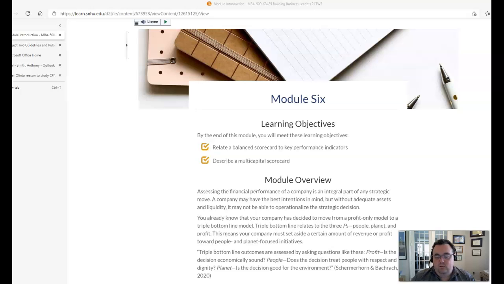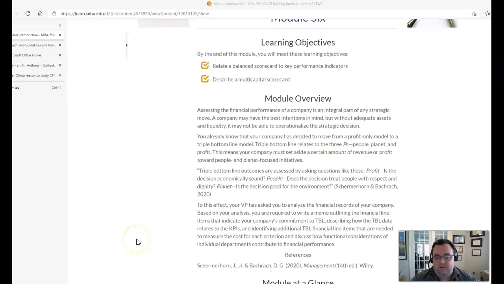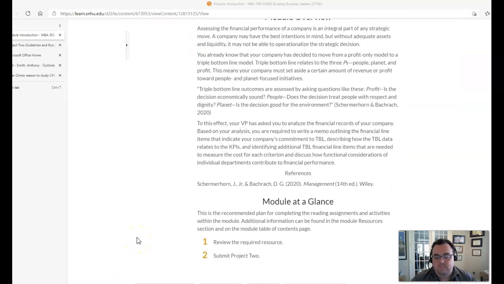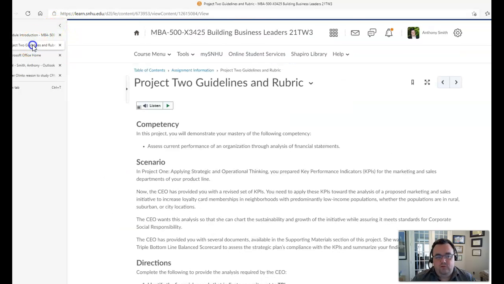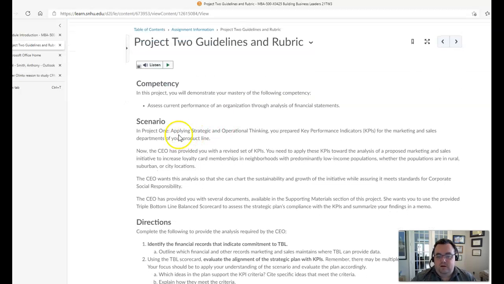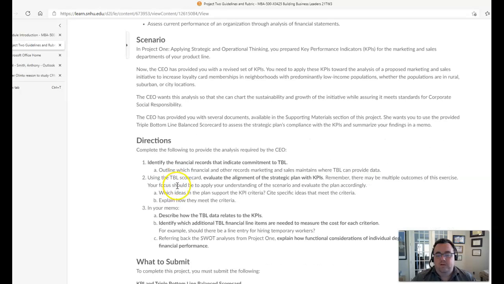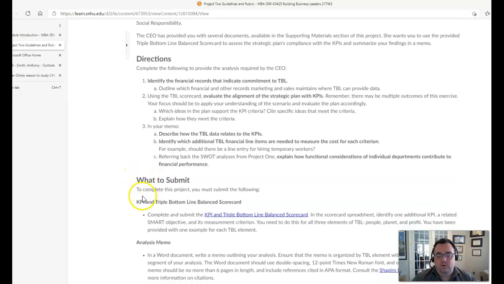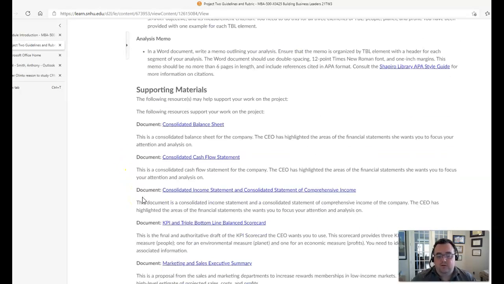This week, we're going to focus on you doing a consulting report. And this consulting report basically is the financial analysis of your company and applying some of the concepts we talked about. So just to quickly go through that, please make sure that you look at the guidelines and the rubric. That's key here. Read through the scenario, definitely read through the directions, and then what you need to submit. And then there's also some really good supporting materials here, right?